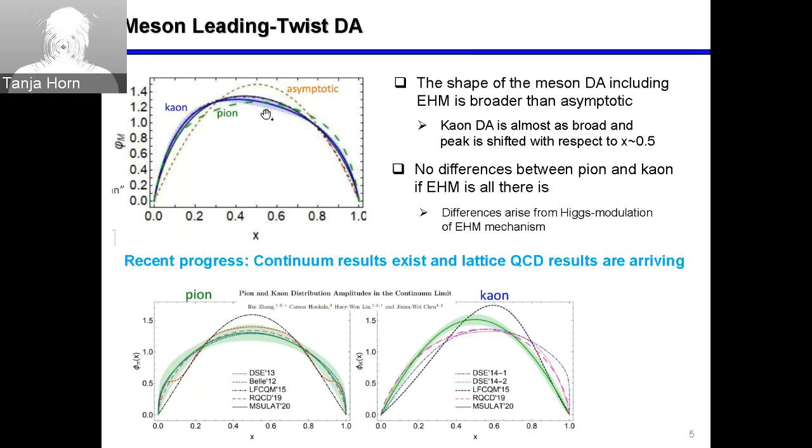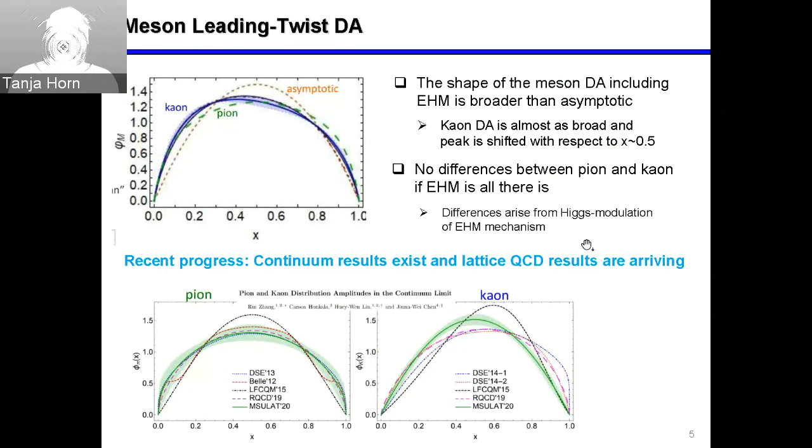If there, of course, were no differences between a pion and kaon, and if there's only the emergent hadron mass, well, these functions would look exactly the same. So interestingly enough, if you measure the differences between these two, we could actually have a measure of the Higgs modulation on top of the emergent hadron mass mechanism.